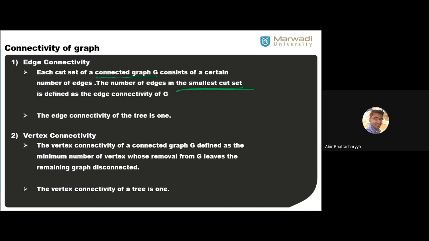EC and VC. For any tree, whatever the tree is, if you remove one vertex, the tree is disconnected. If I remove one edge, the tree is disconnected. So vertex connectivity and edge connectivity for a tree are both always 1. So a short question we can ask is: for a tree, what is the vertex connectivity and edge connectivity? Whatever the tree is, binary tree, it doesn't matter.